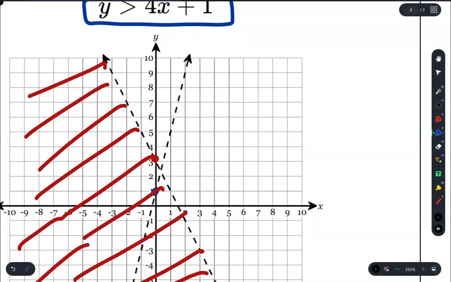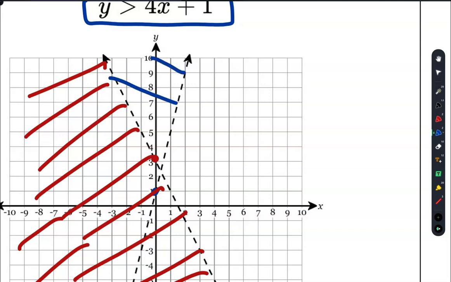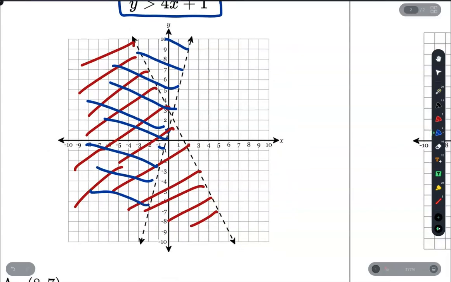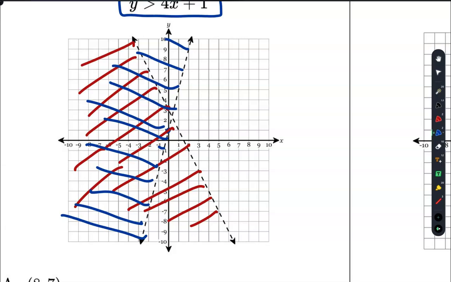All right. And you see how it's slanted like this? We're going to be on top right here and shade this way. Here. So out a little bit. All right. So where they overlap is where all the solutions are, which is right here.